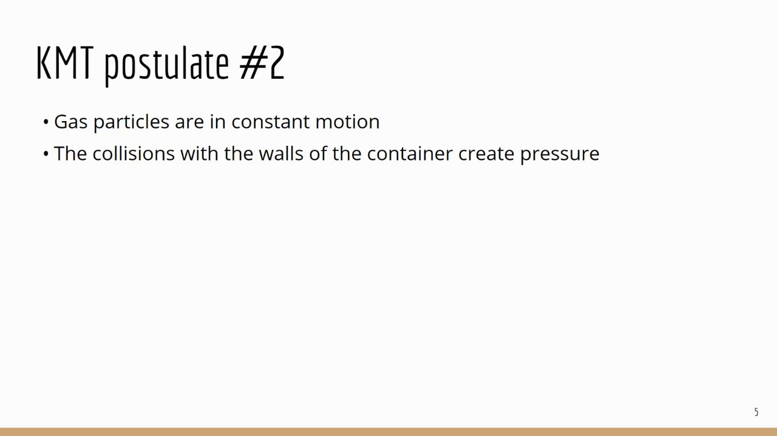Pause here. The second postulate is that gas particles are in constant, high speed motion, and that the collisions that happen as a result of this motion create pressure. As something cools down and becomes a liquid, its motion slows down and its pressure will also decrease as a result. So think of an ideal gas as the opposite of a liquid. It's typically going to be more ideal at higher temperatures where it's moving faster.